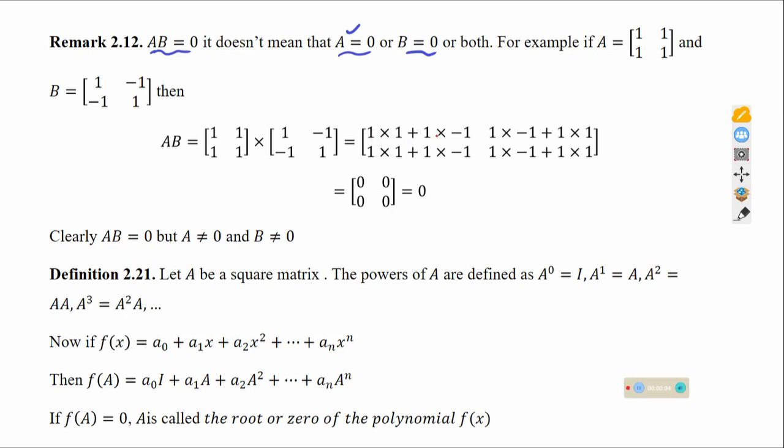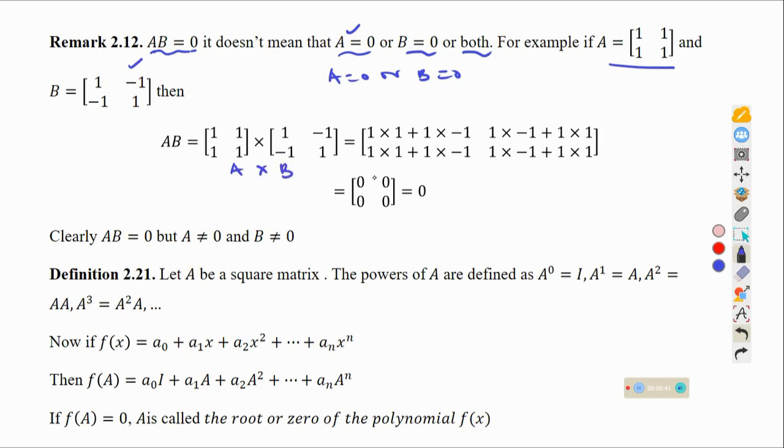Let us talk about this remark here. The remark says that if we have AB equaling 0, it does not necessarily mean that A has to be 0 or B has to be 0 or both of them. For example, if you have A as 1, 1, 1, 1, and B as this one here, let us look at the multiplication. We are multiplying A times B. So this is our A, and we are multiplying it with B.